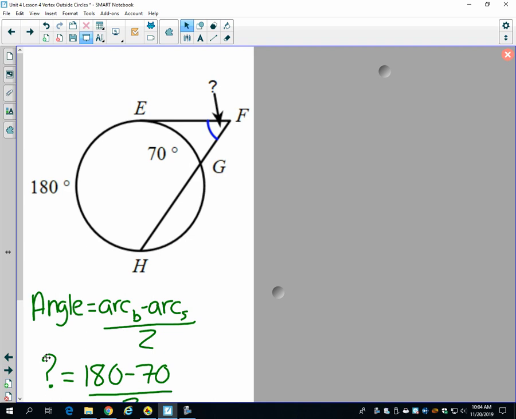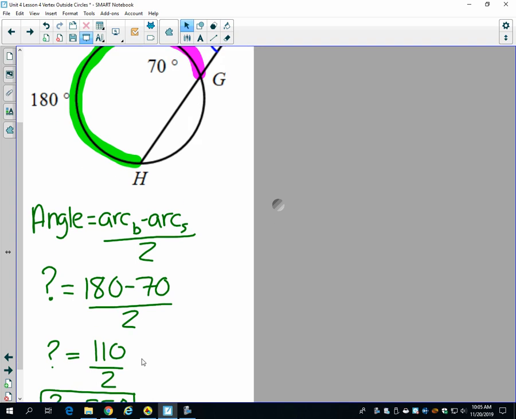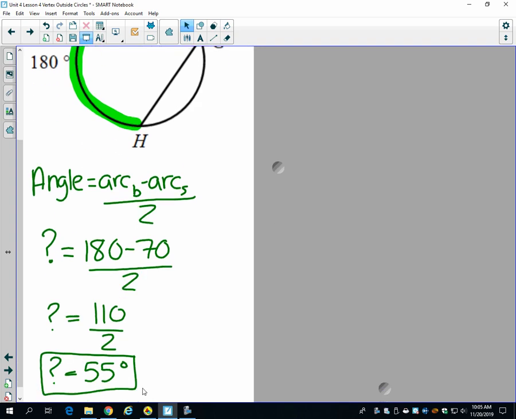So whenever I have two secants or a secant and tangent, they have the same relationship, so I can solve problems in the same way. I'm looking for the angle. I have HE as my big arc, and I have EG as my small arc. And so I've got to plug into the appropriate spots. So 180 minus 70. Simplify that to find my angle to be 55 degrees.